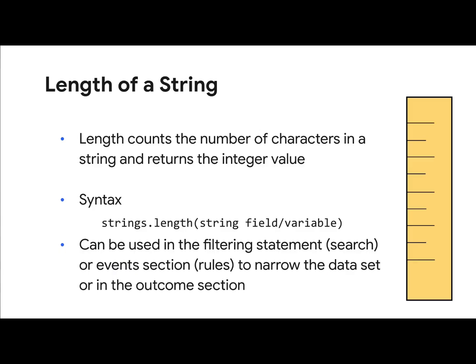This function can be used in a search or rule to narrow the data set by setting it in the filtering statement of a search or in the events section of a rule, or it can be used in the outcome section to calculate a statistical function based on the integer output. Common use cases that the length function is applied to include measuring command lines, user agent strings, and DNS queries for anomalous values based on their string length. Let's take a look at a few examples.